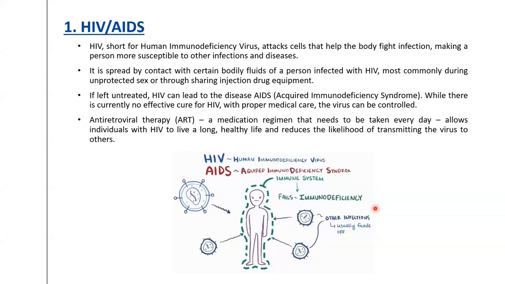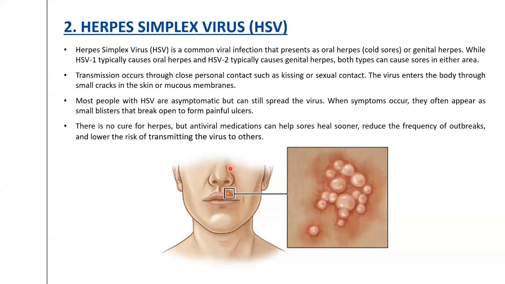So we will move to the next type of STD. It is herpes simplex virus, HSV. It is another type of virus. It is a very common viral infection that presents as oral herpes, which may be called cold sores, or genital herpes. There are two presentations of this disease: either it can cause sores on the genital area, or it can cause sores on the oral cavity or the lips or nearby areas.